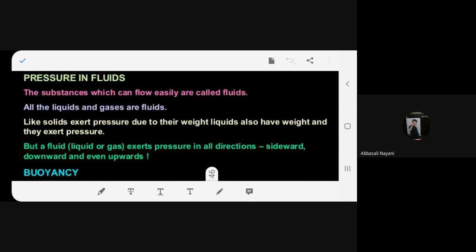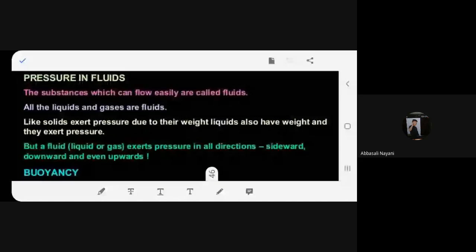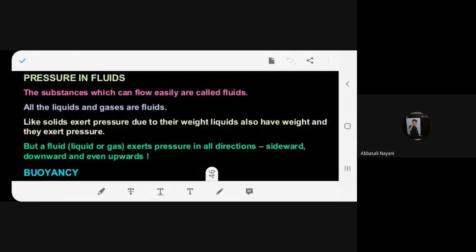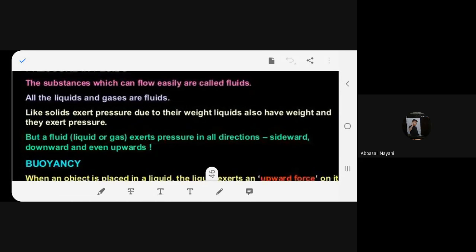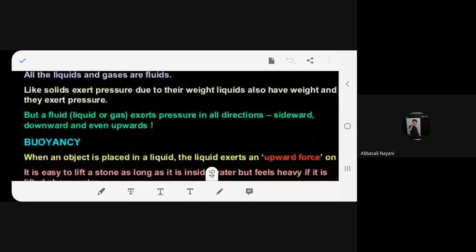Pressure in fluids. The substances which can flow easily are called fluids. All the liquids and gases are fluids. Like solids exert pressure due to their weight, liquids also have weight and they exert pressure. But a fluid, liquid or gas, exerts pressure in all directions, sideward, downward and even upward.